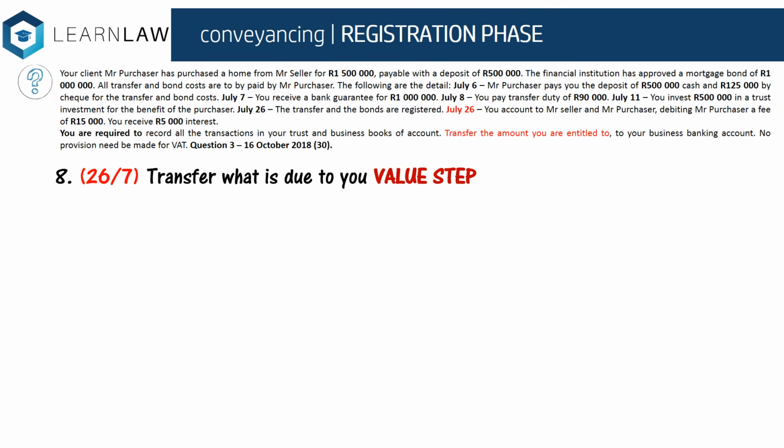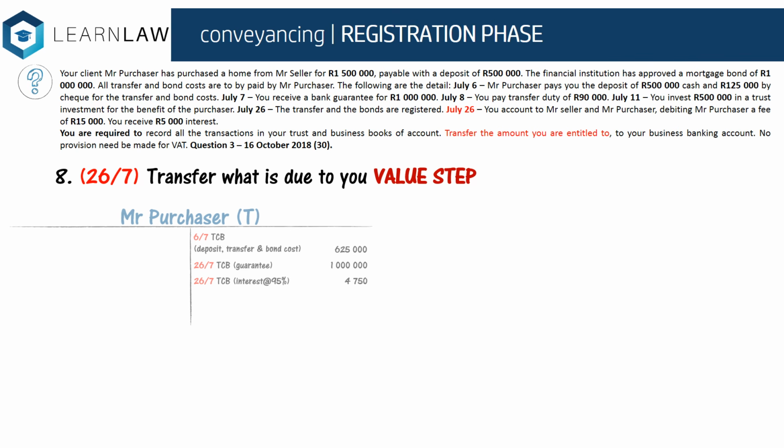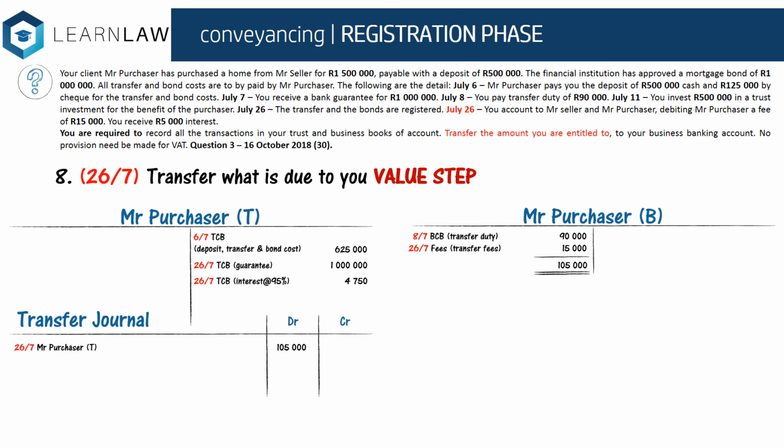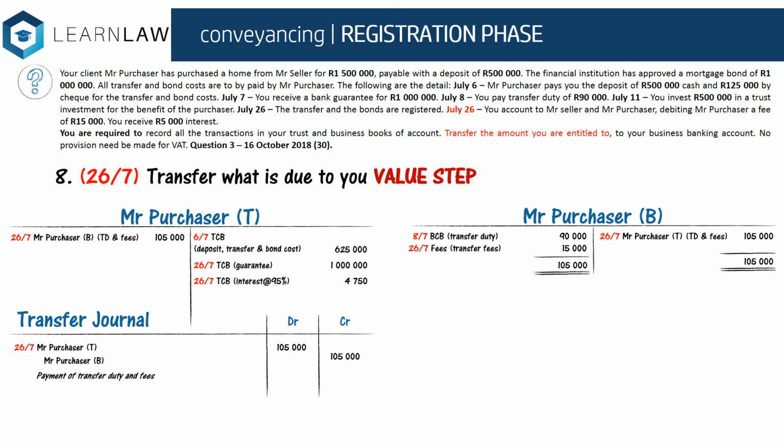Next, you have to pay yourself whatever is due to you. Remember that we always start with the value step. For this transaction, we will require Mr. Purchaser's trust account as well as Mr. Purchaser's business account. Since the value step is a non-cash transaction, we need to first pass a transfer journal. Mr. Purchaser's trust account is debited with 105,000 Rand and his business account is credited with 105,000 Rand. Accordingly, Mr. Purchaser's indebtedness towards the firm is now extinguished, so we can go ahead and close off Mr. Purchaser's business account.